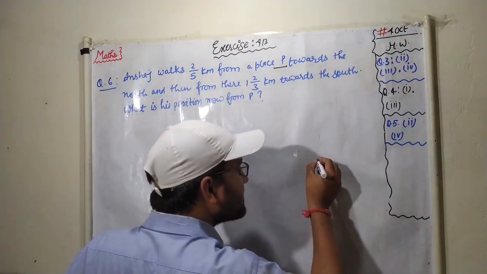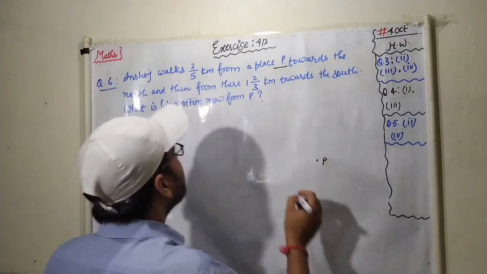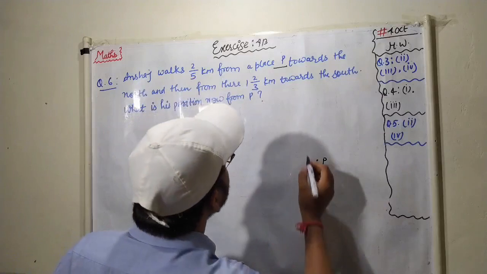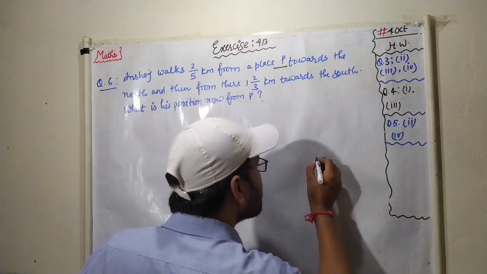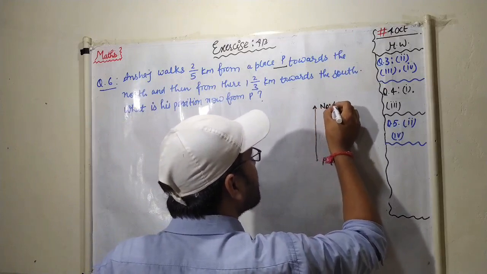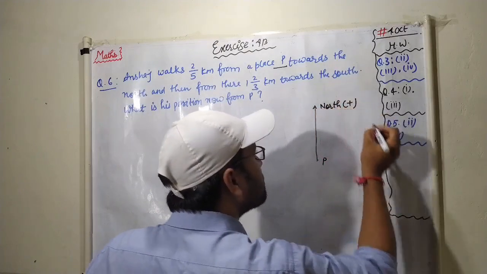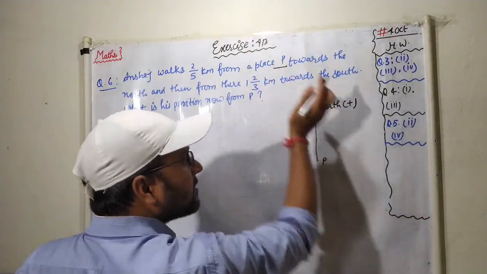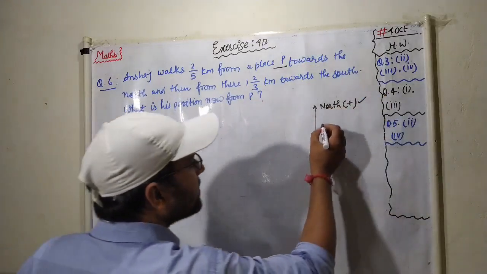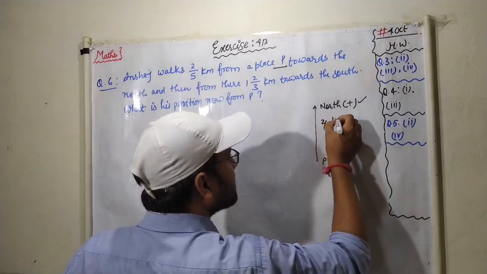Suppose a point P is there. Okay. Ansaj walks 2 by 5 km towards north. North means the positive sign. If we are going upside, we use a plus sign. Okay. 2 by 5 km to the north direction.